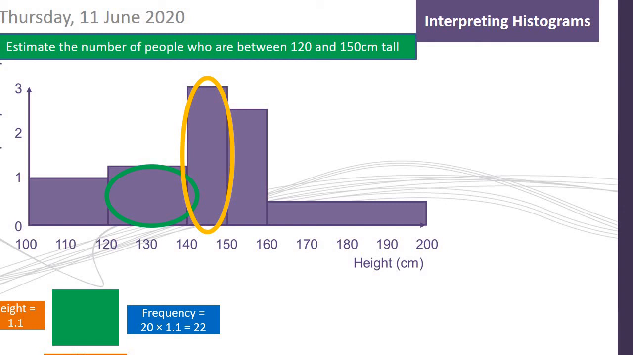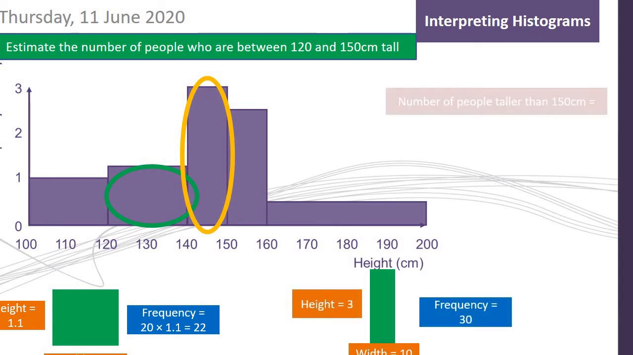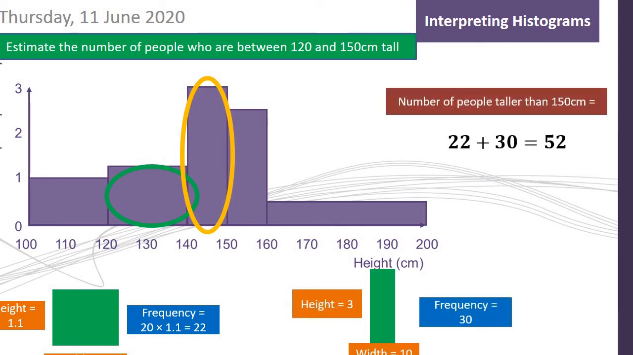And between 120 and 150 will also include this bar. So width of 10, height of 3, which is 30. Altogether, 52 people are between 120 and 150. Okay, there's an error in this here. Sorry, I didn't spot that when I was going through it. So this should actually say, just ignore this bit in red. This is people who are between 120 and 150 centimetres tall.